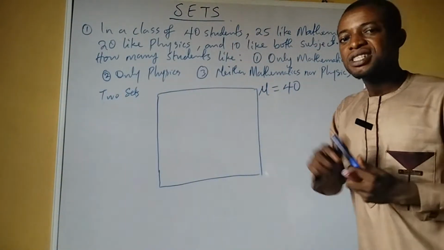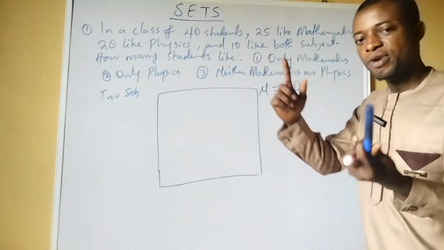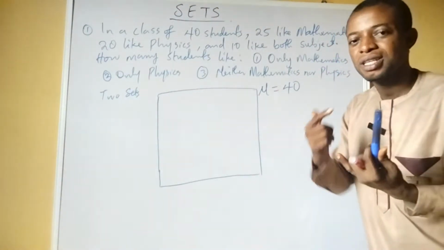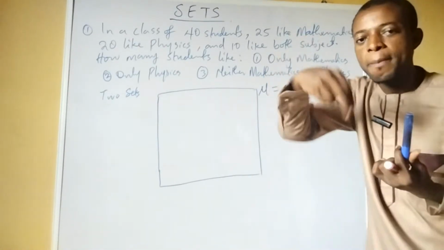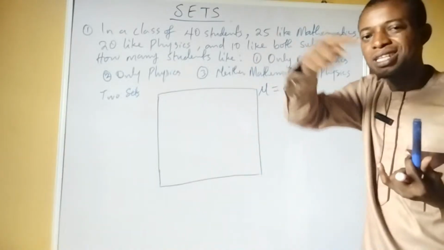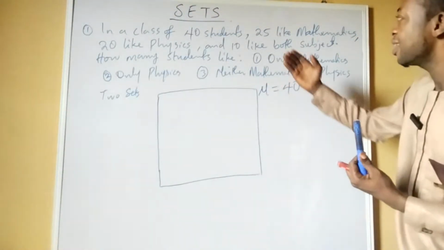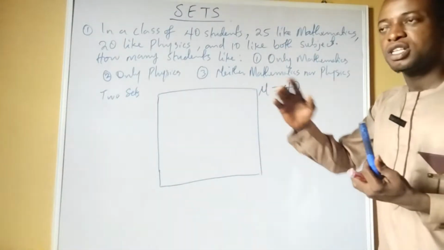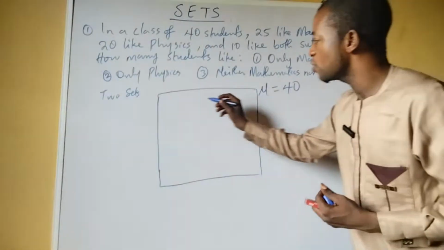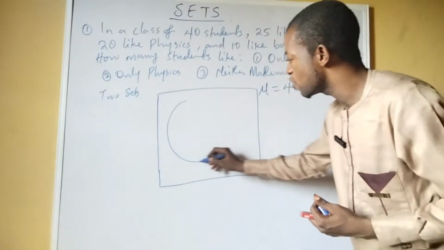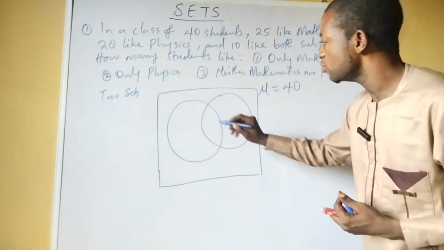If the circles will enter each other, we are going to know from the question. Either we are finding what is common to them, or what is common to them has been given. Here, 10 like both subjects, which means something is common to the two. So we are going to make the two circles overlap. This is the first circle, this is the second circle.